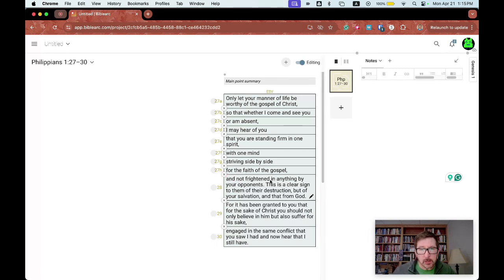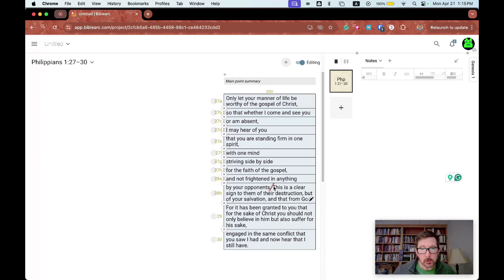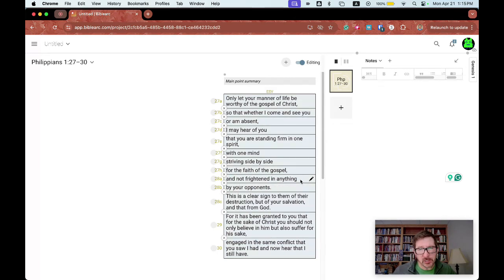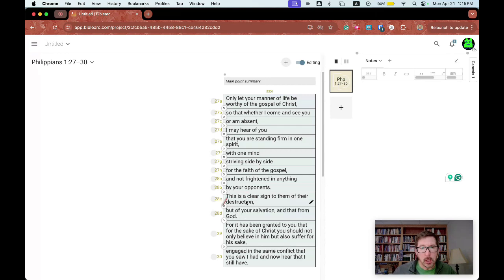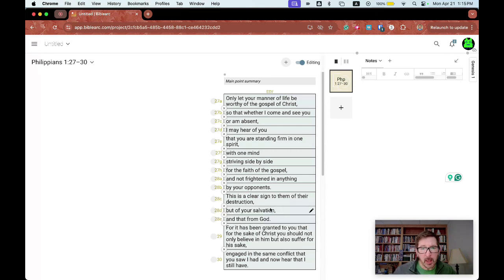And not be frightened, not be frightened in what? In anything by your opponents, okay? I am going to break that into 2 separate propositions. I probably don't need to, but this is the means that the frightened could potentially be. This is a clear sign to them of what? Their destruction, but of your salvation, and that salvation from God. So you can see 2 different propositions here. There are 2 statements that could stand independently. This is a clear sign to them of their destruction.